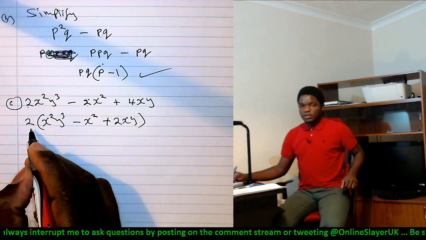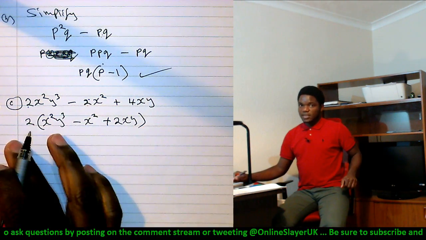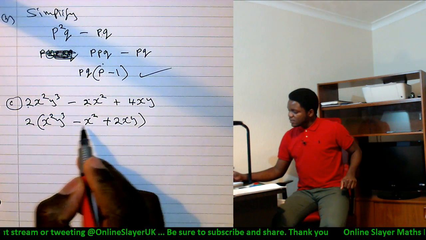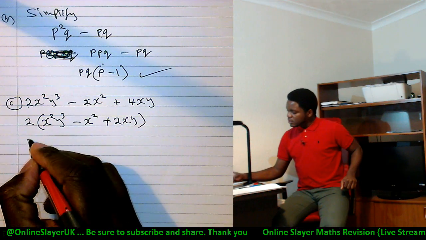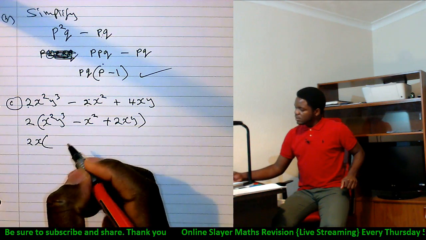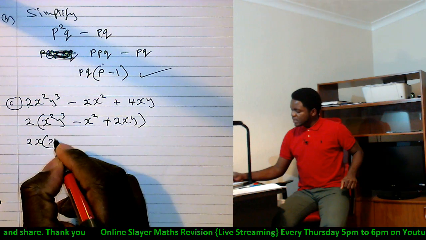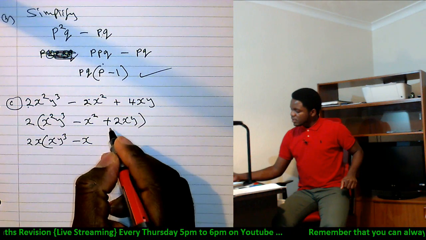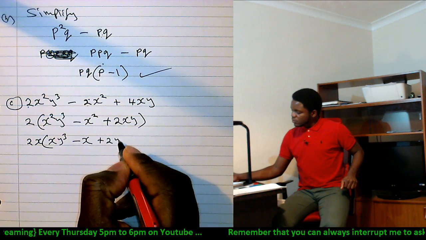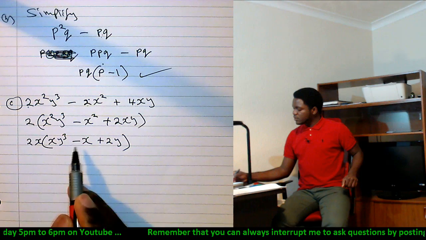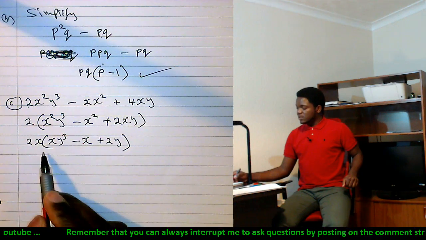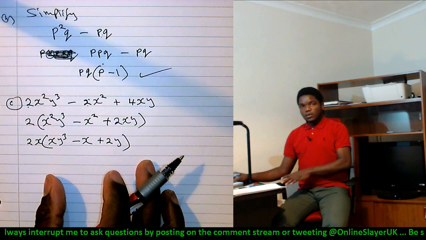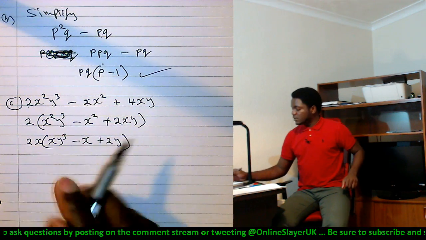So this 2 is multiplying every other thing, but it's outside now, isn't it? What else is common to each of these terms? I can see x in all of them, so x is common. So 2x into, when you divide this by x, you're left with xy cubed. When you divide this by x, you're left with minus x. When you divide this by x, you're left with plus 2y. Is anything else common to the three of them? No. So this is the simplified form we can ever have for these. We cannot go further. So this is the simplified version.